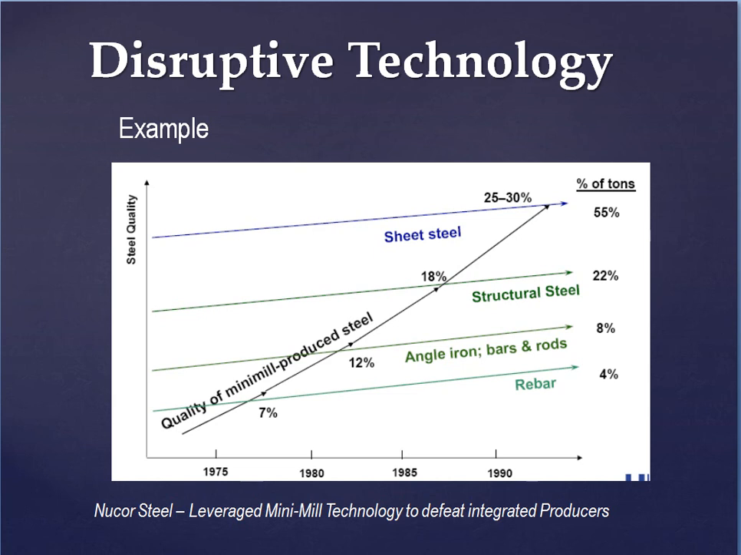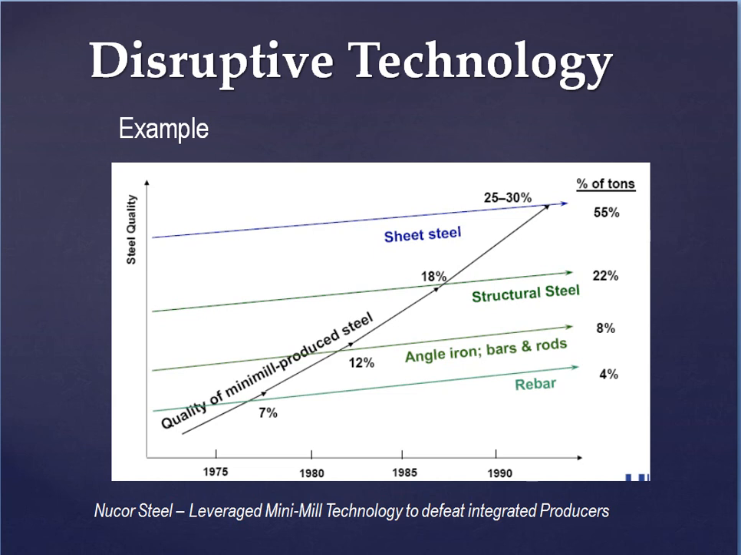Then they moved up the grade to higher priced segments, angle iron bars and rods, eventually moving into structural steel, and finally they were able to use scrap metal to produce the most demanding, technologically sophisticated steel in the marketplace today, which is sheet metal, which is used in automobile manufacture. And as they did that, because they were first in the market and the mini mill technology was much cheaper than conventional production, they had a cost advantage that allowed them to pile up money.